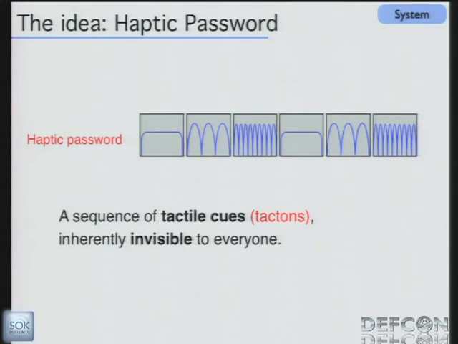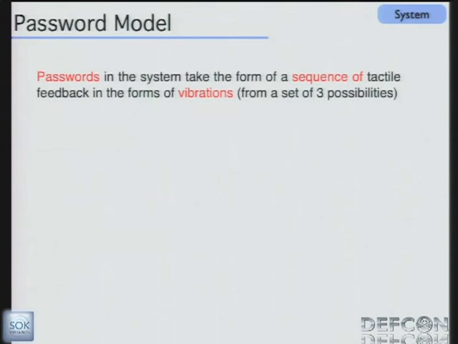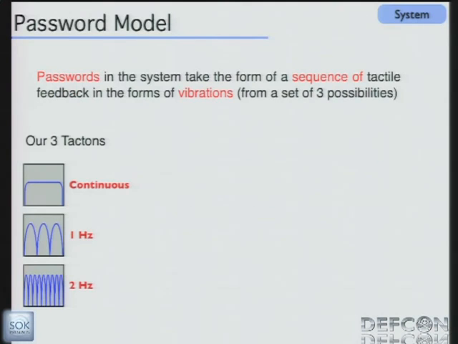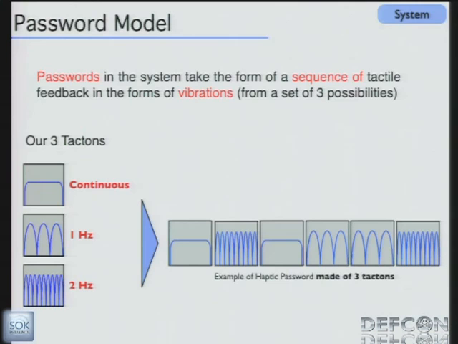Haptics are observation resistant because the sensory modality is less leaky. People have a harder time feeling what you feel than seeing what you see. In this work, there's a series of tactile cues, or tactons, that you feel at the fingertips, and they're inherently invisible to someone that's watching you use them. So in this system, we have three possible tactons: a continuous buzz or continuous vibration, a 1 hertz pulsing, and a 2 hertz pulsing. These different modes are pretty easily distinguishable with the fingers. And so you can make a password out of a sequence of these tactons.